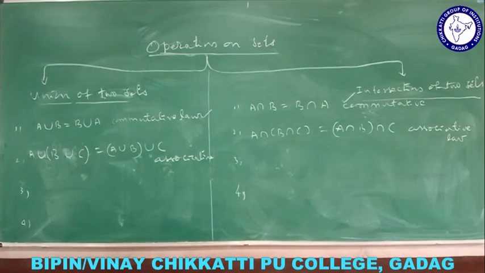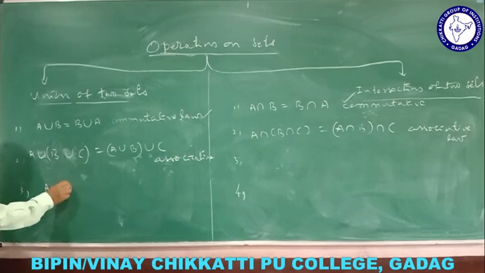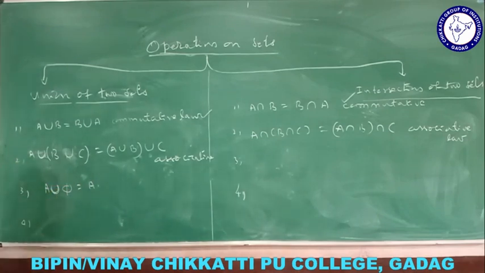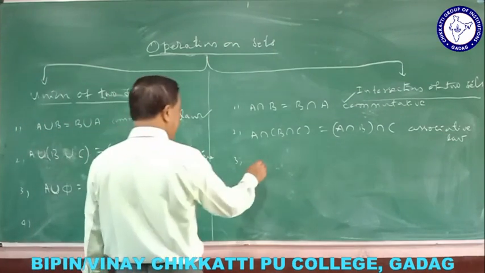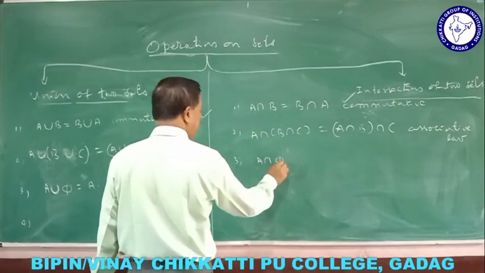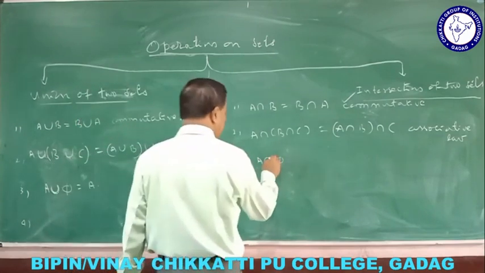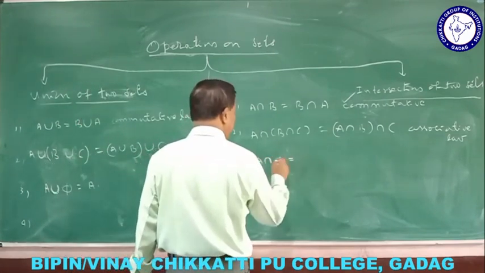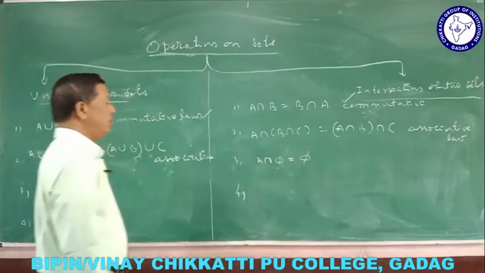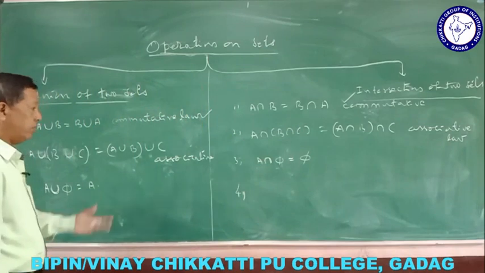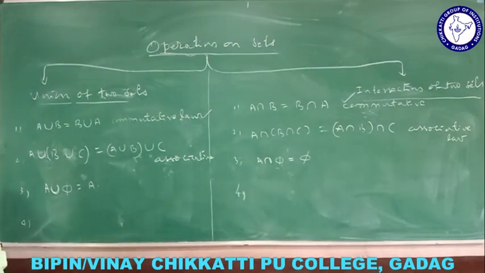Here, if you go for the null set, A union null set, we find only A. Null set means the set which has no elements. Whereas A intersection null set, what do we get? Not A, only the null set, because there are no common elements. So phi represents the null set.